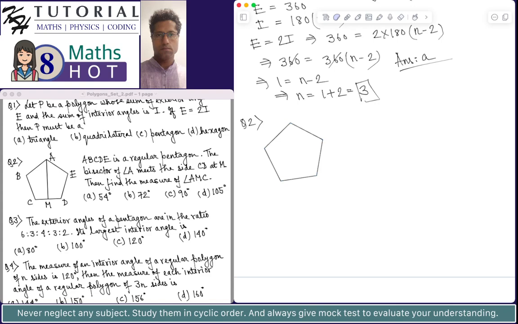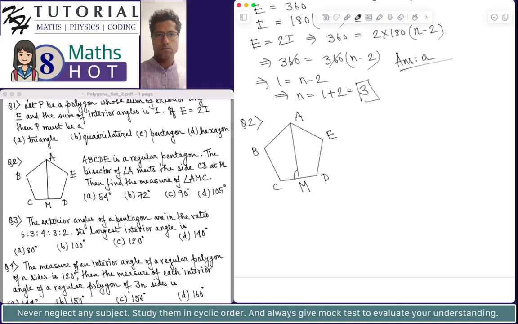Okay, so this is the pentagon, and the vertices are A, B, C, D, and E. It is a regular pentagon, which means all the sides are equal, and it has 5 sides. The bisector of angle A meets the side CD at the point M, and it is asking us to find the measure of angle AMC.